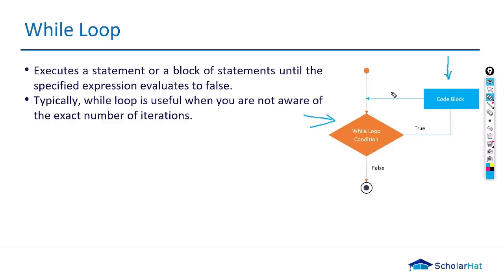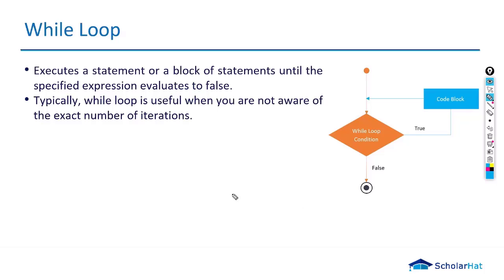The condition evaluates again. Until and unless the condition is true, this will repeat the cycle itself. The process continues until the condition is false. When the condition becomes false, it will terminate the loop. So this is the basic flowchart of the while loop. Now we will jump to the VS Code and we'll see more examples there of how to apply while loop.